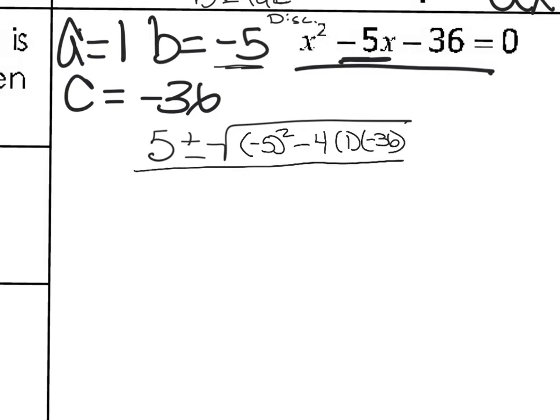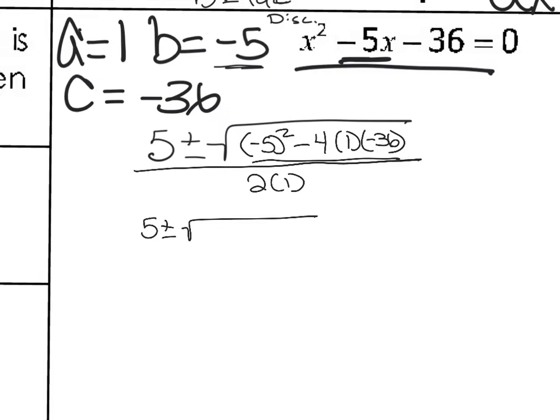All of that divided by 2 times a. All right, so 5 plus or minus the square root. Now put all this little stuff, the discriminant, in your calculator. Don't put the square root. A lot of you want to go ahead and do the square root. Don't do that.